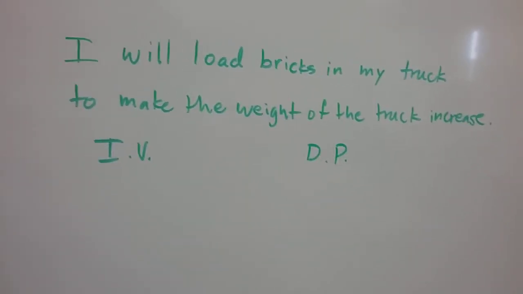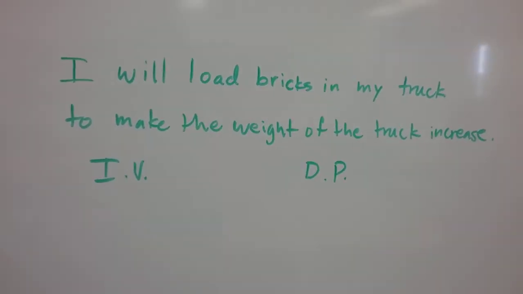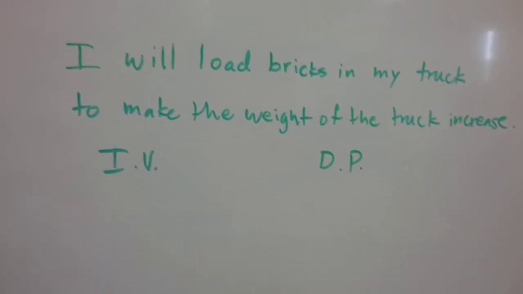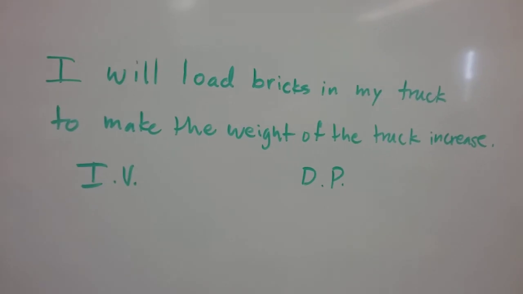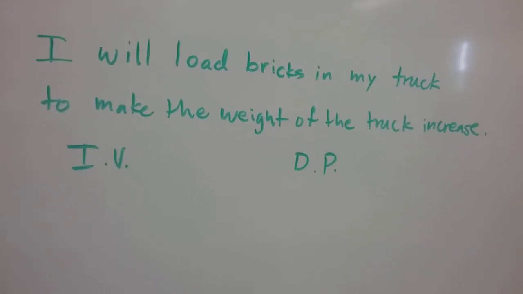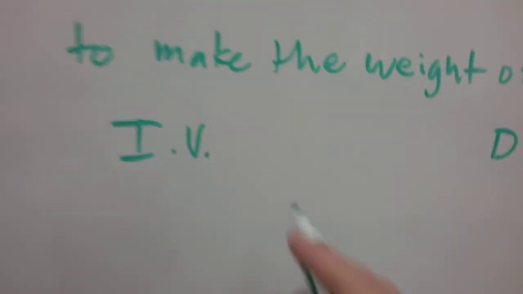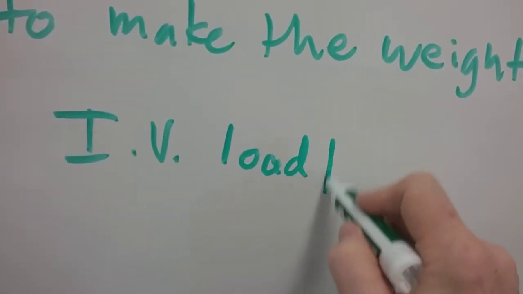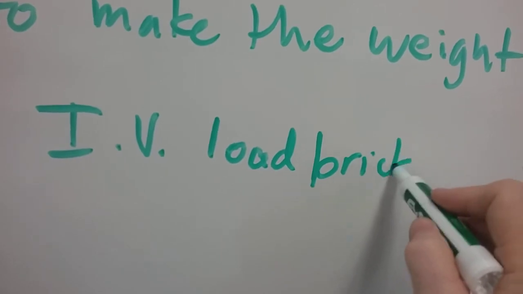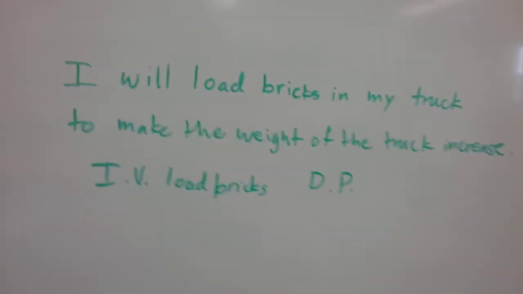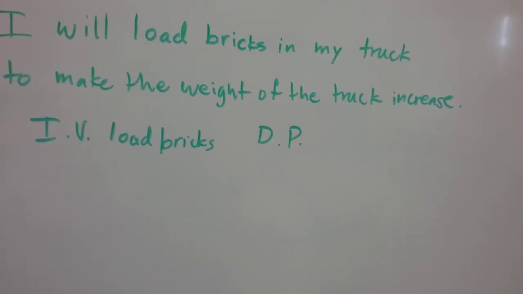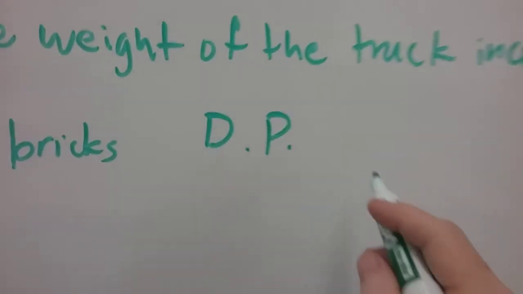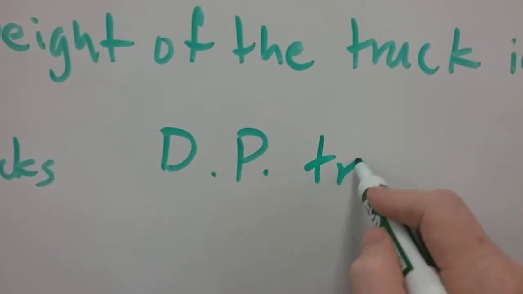I will load bricks in my truck to make the weight of the truck increase. What am I controlling? What am I choosing to change here? I'm choosing to load bricks. That's the independent variable. How many bricks I load will change what happens next, right? The more bricks I load, the effect is the weight of the truck will increase. So the dependent variable would be the truck weight.